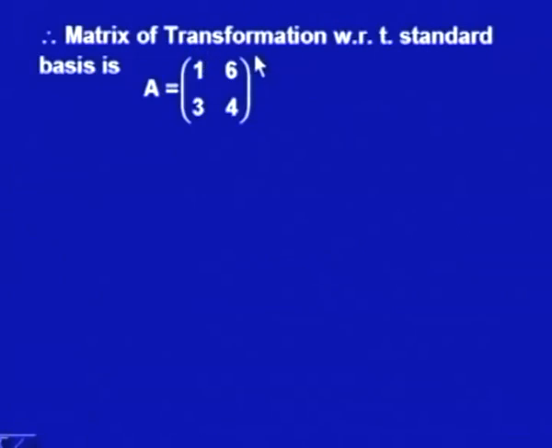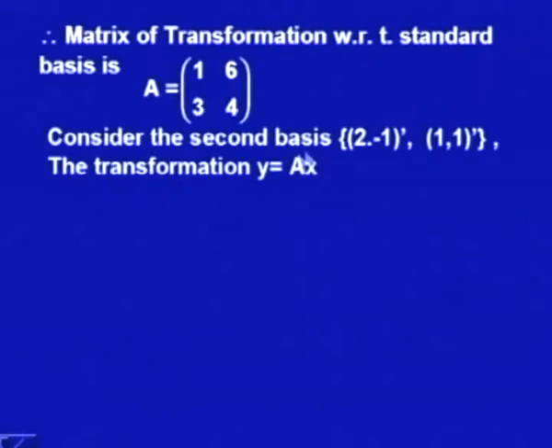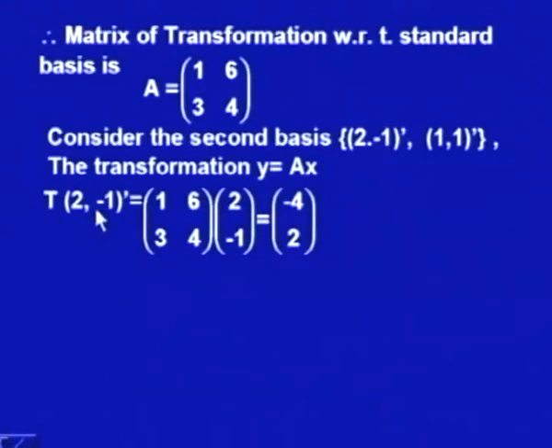Now the matrix of transformation with respect to the standard basis will be written as [1, 6; 3, 4]. So this was the first column vector and this is the second column vector which we have obtained earlier. Accordingly, if we consider the second basis as (2, minus 1) and (1, 1), then the transformation y is equal to Ax will give T(2, minus 1) equal to this matrix A times (2, minus 1), and this gives me 2, and minus 6 is 4, 3 into 4 multiplied by 2 minus 1 gives me 2.